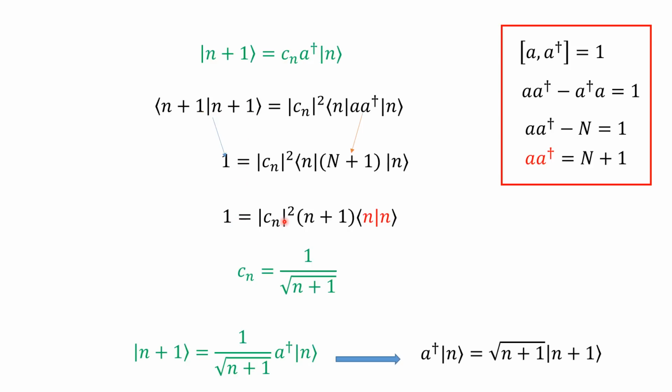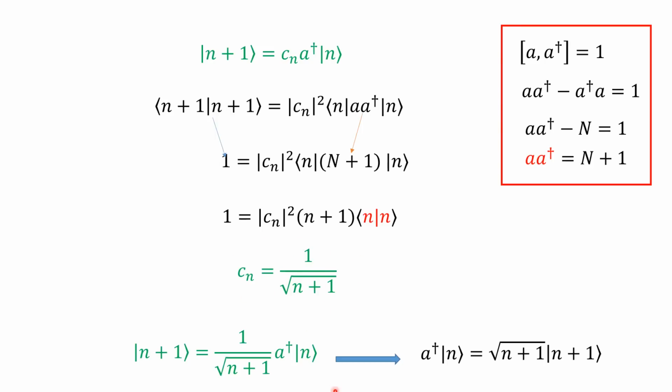So naturally, Cn will become, you can bring this n plus 1 to the left hand side. Since you are taking the square root, Cn will become 1 over square root of n plus 1. So this is the Cn value.